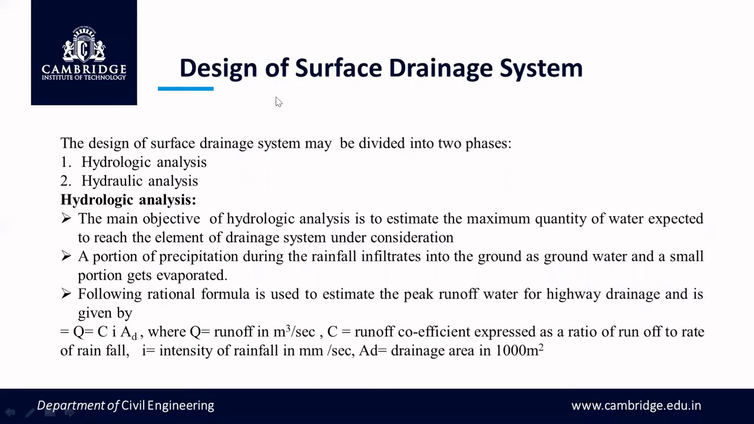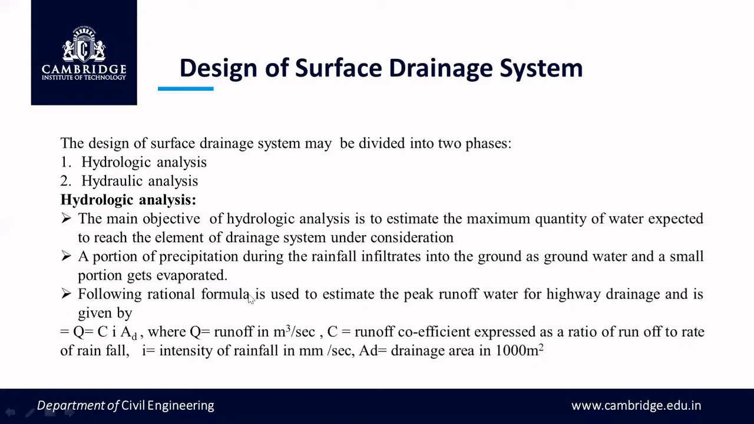Design of subsurface drainage system. The design of the system may be divided into two phases: hydrologic analysis and hydraulic analysis. Hydrologic analysis: the main objective of hydrologic analysis is to estimate the maximum quantity of water expected to reach the element of the drainage system under consideration. A portion of precipitation during the rainfall infiltrates into the ground as groundwater and a small portion gets evaporated.